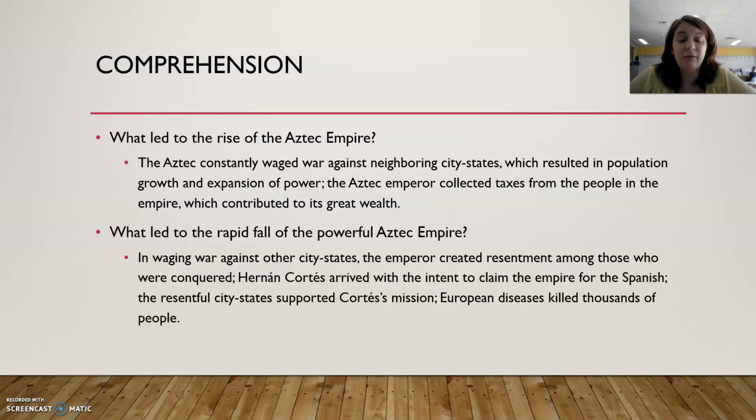So what led to the fall of the Aztec Empire? In waging war against other city-states, the emperor created resentment among those who were conquered. So basically, people were getting really angry that all these wars were going on, so they started not liking him very much, or liking the Aztec very much. Hernán Cortés arrived with the intent to claim the empire for the Spanish. The resentful city-states supported Cortés's mission, and European diseases eventually killed thousands of people. So his mission was basically to destroy the empire, and of course, diseases came and killed people too.